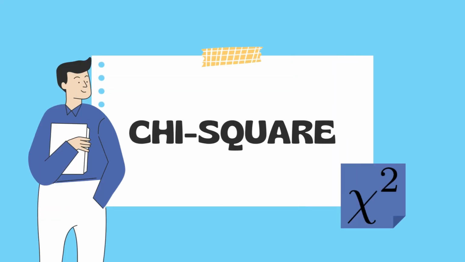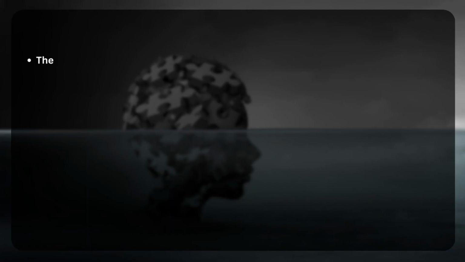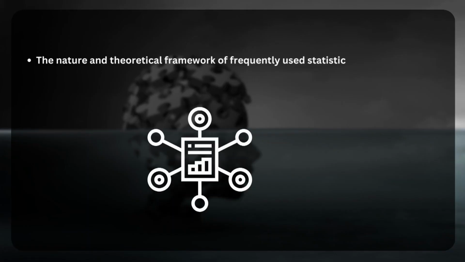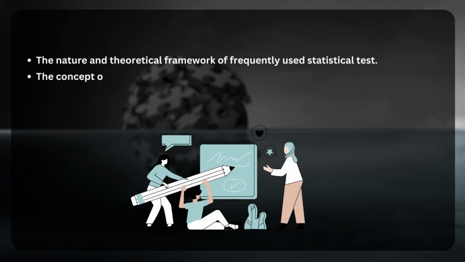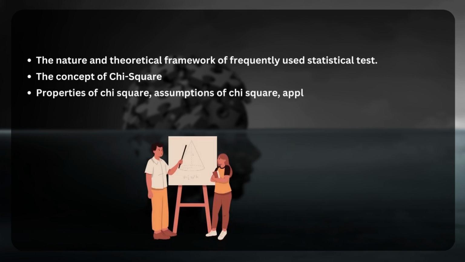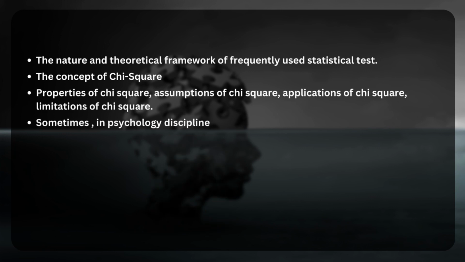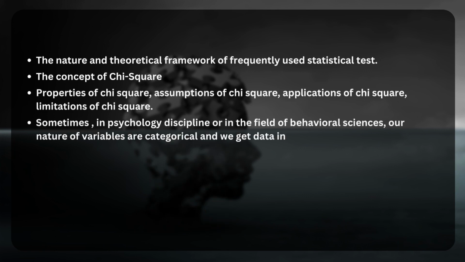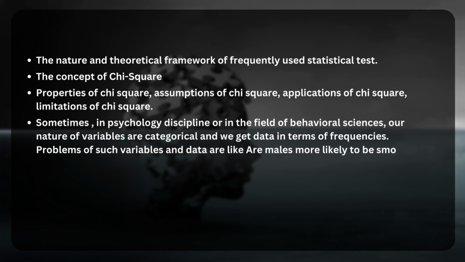Topic of this session is chi-square. So during this session we will understand the nature and theoretical framework of this frequently used statistical test. Specifically, as the session proceeds, we will learn the concept of chi-square, properties of chi-square, assumptions of chi-square, applications of chi-square and limitations of chi-square.